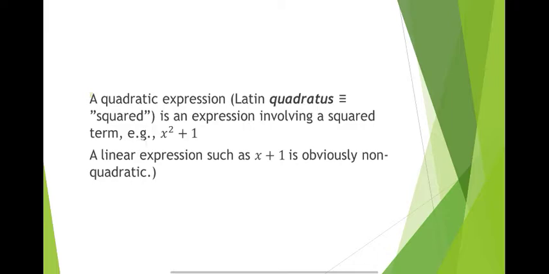So, for example, if you have only x without square, so x plus 1 only, that's not a quadratic expression, that's a linear expression, right? So for quadratic, you need to have a square. For example, s squared or a squared, p squared, any letter, any variable that has a square.